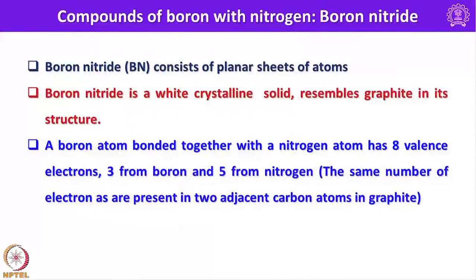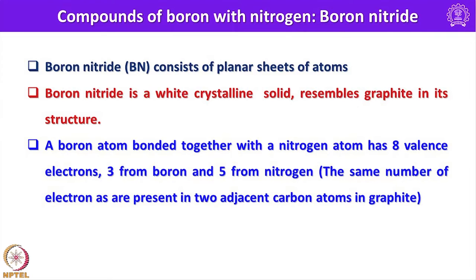Now let us look into the compounds of boron with nitrogen. That is a popular, well-known compound series called boron nitrides. Boron nitride consists of planar sheets of atoms very similar to graphite. Boron nitride is a white crystalline solid, resembling graphite in its structure.